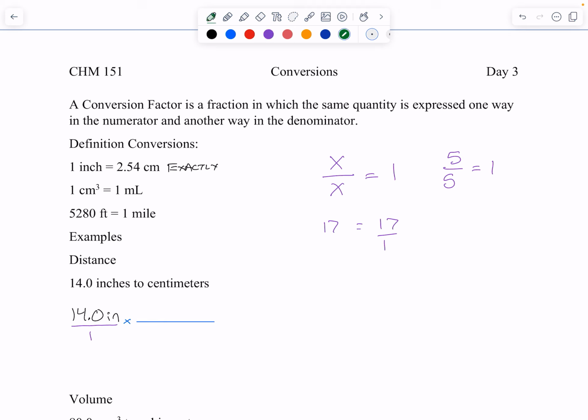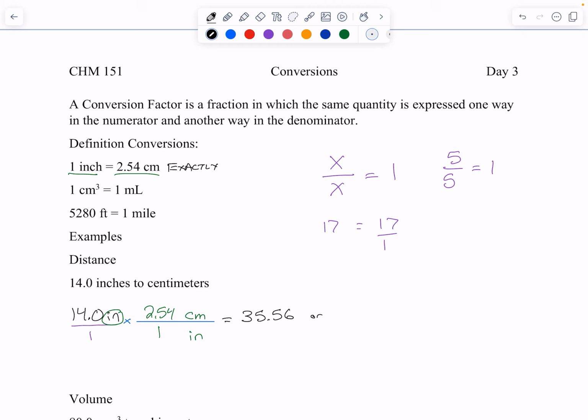On top I have inches, so I need inches on the bottom. I want inches down here, and I have an inch to centimeter conversion I can use. We know that 1 inch is 2.54 centimeters. So 14 inches, and you do the math, you get 35.56.